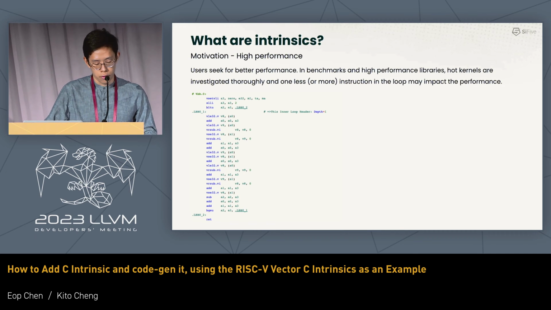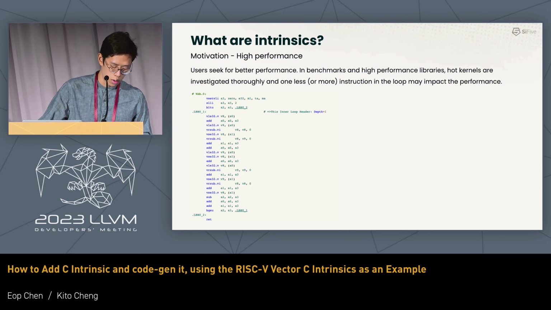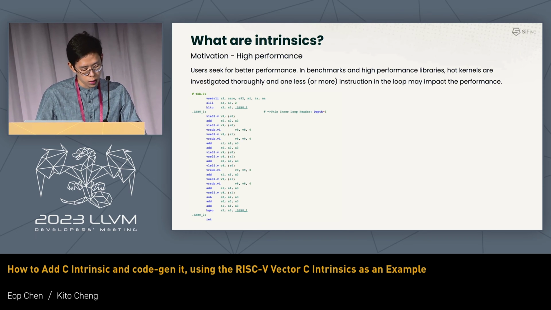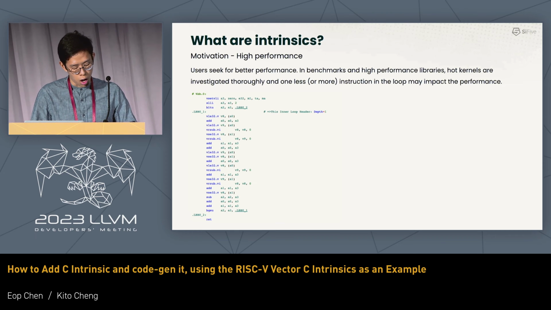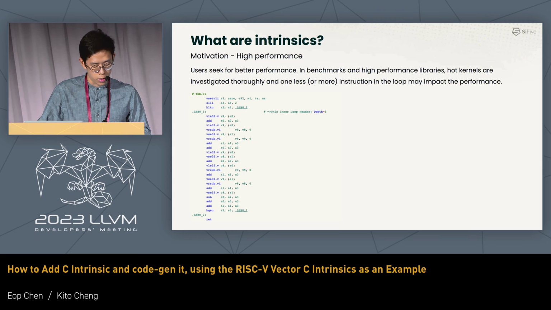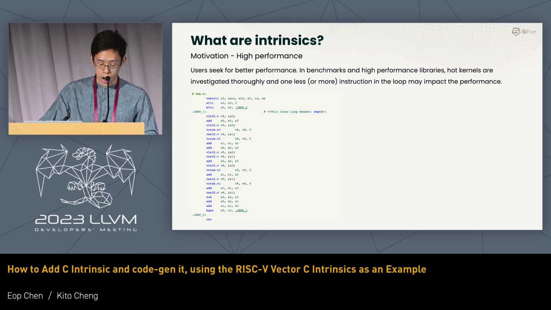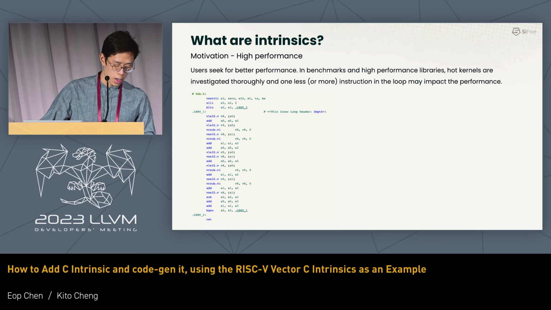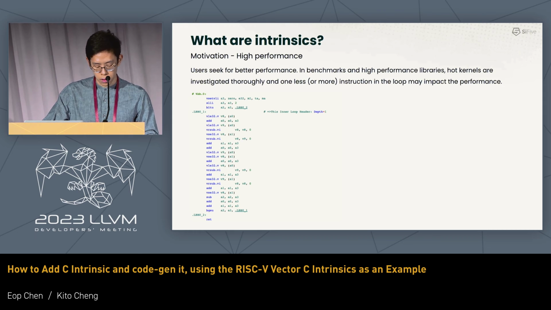So let's start the story from what intrinsics are. Well, users seek better performance. In benchmarks and high performance libraries, hot kernels are investigated thoroughly, and a slight difference in the loop may impact the performance. Aspects that may affect performance are instruction counts, register allocation results, and how the cache performs due to the instruction execution sequence from scheduling.